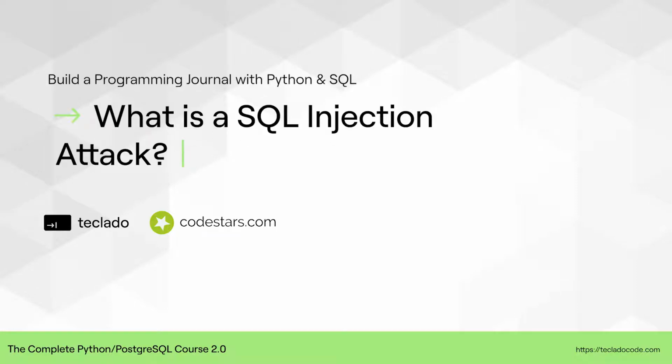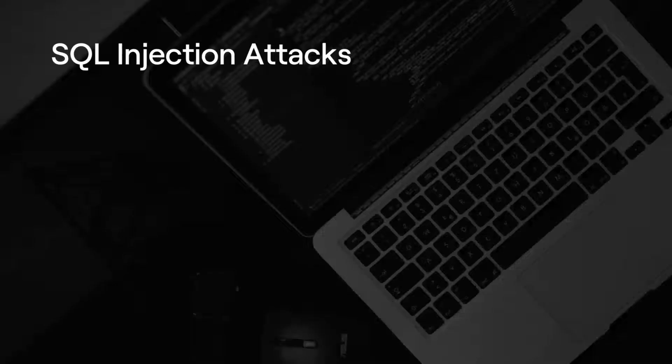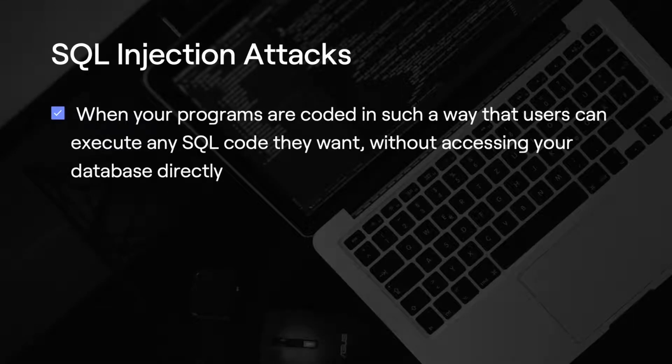In this video we're going to tell you about SQL injection attacks, what they are, how they happen, and how you can prevent them. It's very simple, but it must be done, and if you forget to or you do this wrong, it can be really dangerous. So SQL injection attacks are when your programs are coded in such a way that users can execute SQL code that they want to execute without accessing your database directly. So essentially it's an attack vector for users to execute SQL code.